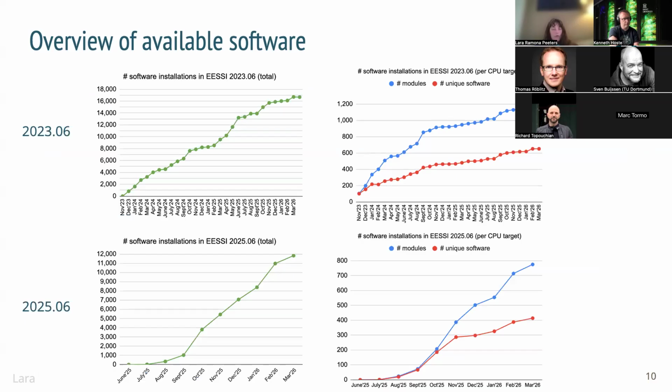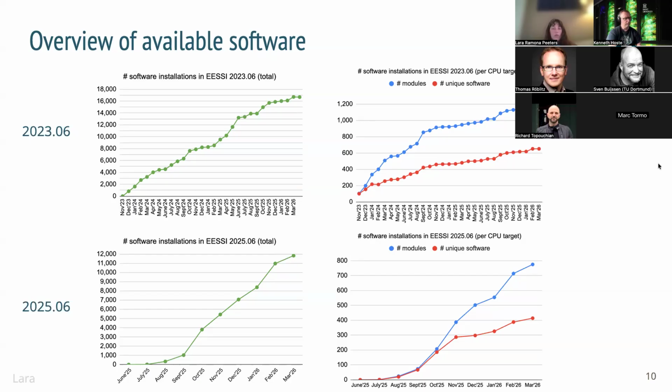Here is an overview of all the available software over the 2 versions. On top we have our 2023.06, which now has around 16,000 software installations. This is now stagnating at the end of this year, since we're focusing more and more on 2025.06 and getting to a similar number of software packages as we have in 2023.06.